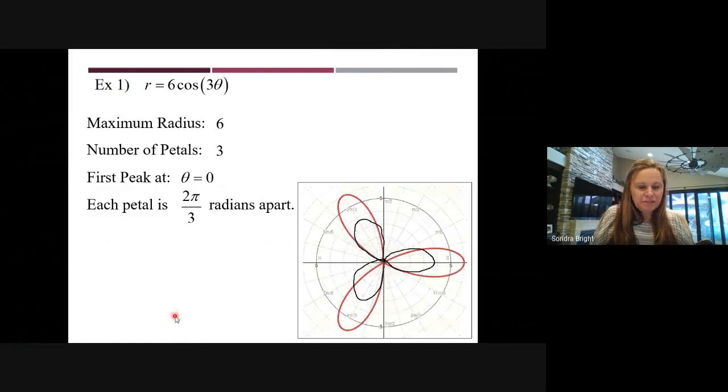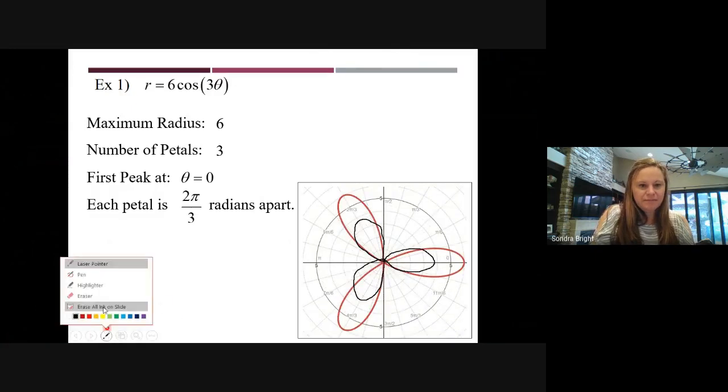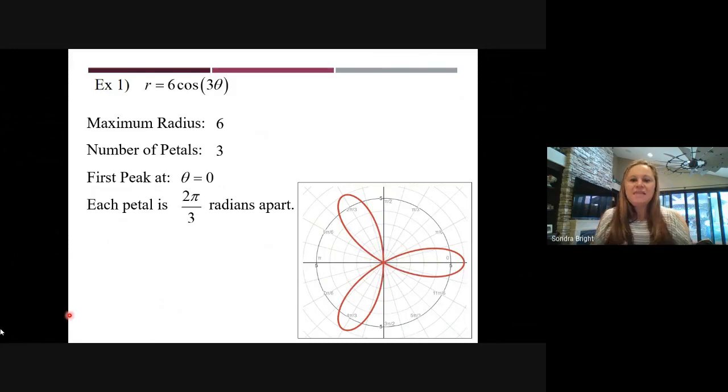Oh, let me get rid of my ink notations. There. And there's where it looks, where here's 5, so this is the 6th circle around there. Isn't that pretty? There's a petal graph. Okay, let's do another one.